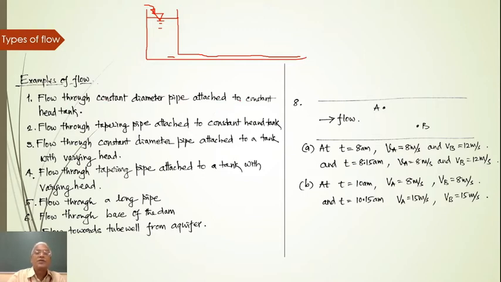Constant diameter pipe attached to constant head tank. Here there is a head and this is also constant, which means the head H which is acting on the pipe is fixed. As this is fixed, the pressure with which the water is pushed out is also fixed, and as the diameter is the same, the velocity of the flow has to be the same everywhere.